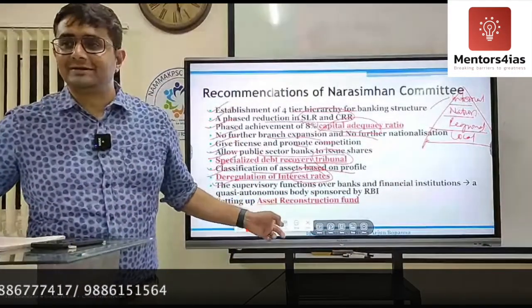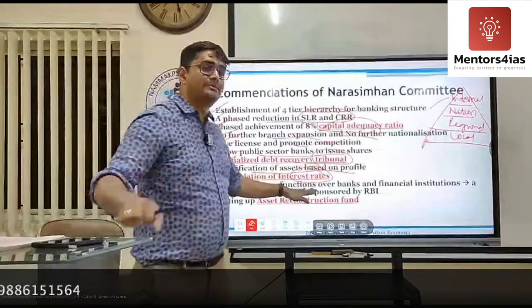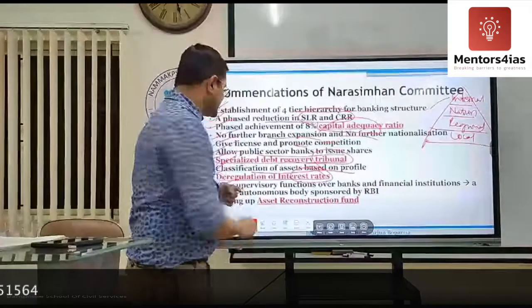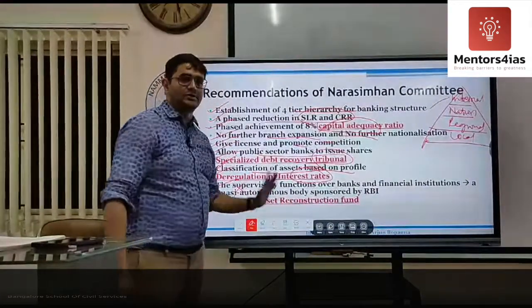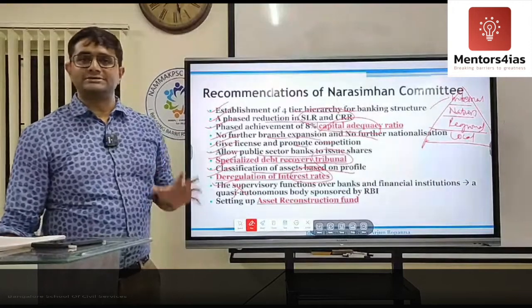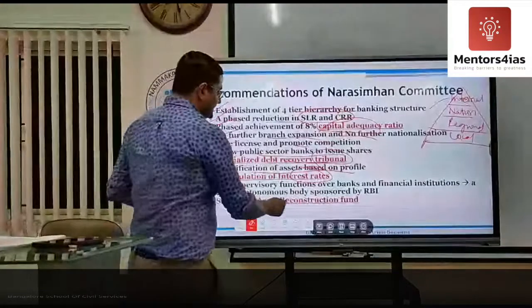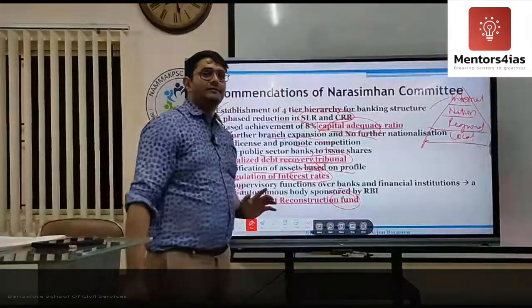Look at this. RBI does it. Okay, they recommended that we have a specialized body to regulate the banks. This has not been implemented, so that's not there. That was a recommendation, but it has not been implemented. So banking regulation is still with whom? RBI. Okay, and setting up of asset reconstruction fund.